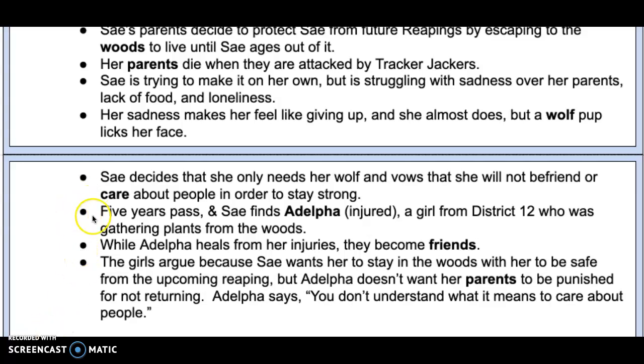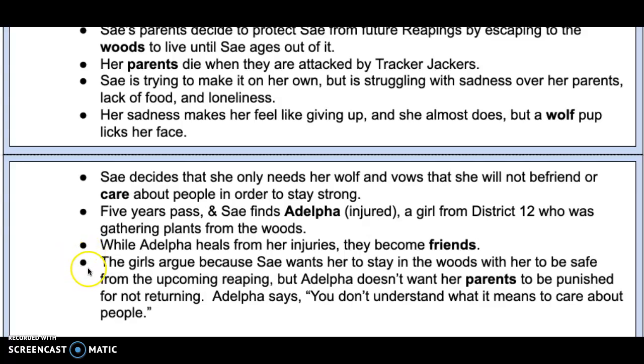The next rising action event is 5 years pass, and Say finds Adelpha injured, a girl from District 12 who was gathering plants from the woods. The next event, while Adelpha heals from her injuries, they become friends. And if you remember, she vowed not to make friends with anyone.